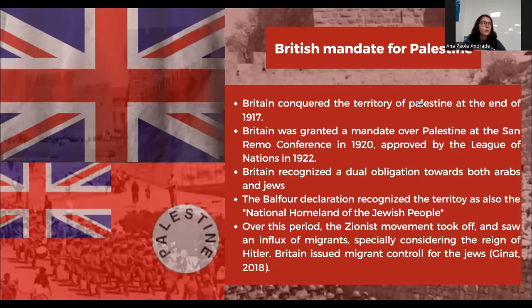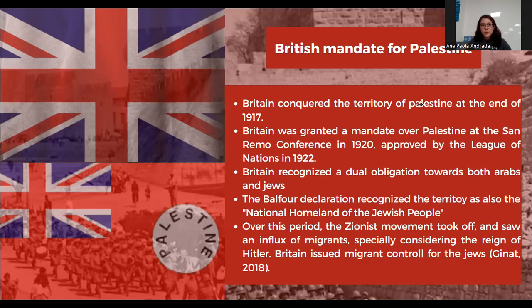This new century was very important because there were a lot of changes going on. One of those was the new establishment of Britain in the territory. Britain was granted a mandate over Palestine at the San Remo Conference in 1920, approved by the League of Nations in 1922. Now we can see the League of Nations, an international organization and the predecessor of the United Nations, here as an actor. So Britain not only gained the mandate, but also the obligation to recognize a dual necessity towards both peoples, Arabs and Jews.